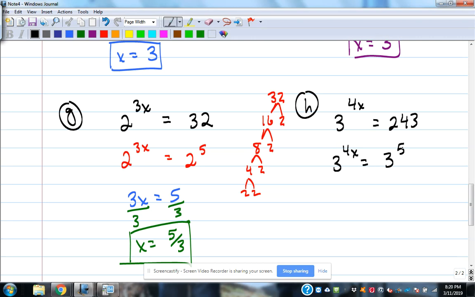I'm asking you. Yes, it's 3 to the 5th. That's right. Now, what's my equation that I set up? 4x equals 5. Get x by itself. Yeah.